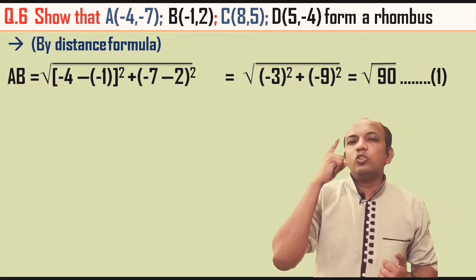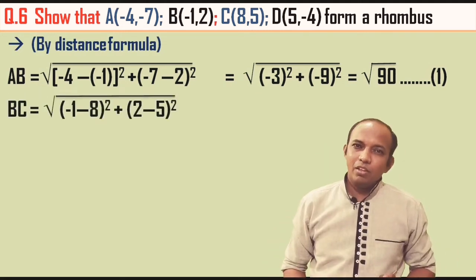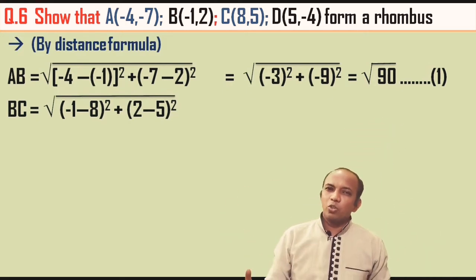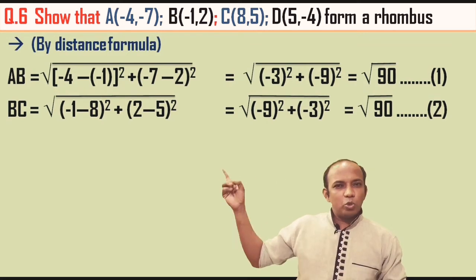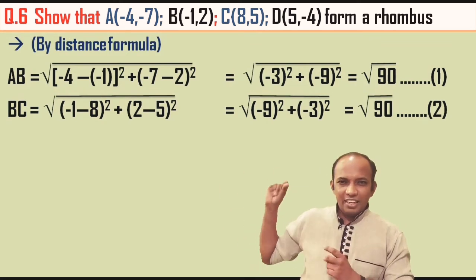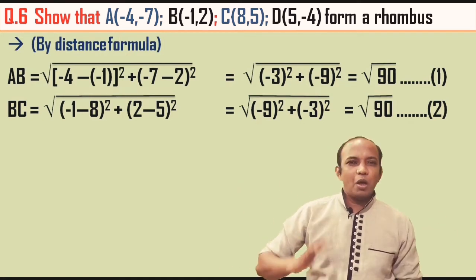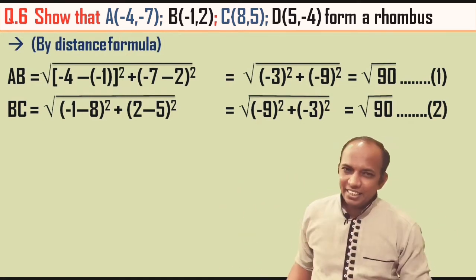In a similar fashion, you find the value of BC. The first step is shown on the screen. In the second step, after carrying out the operation, we get again negative 9 the whole square plus negative 3 the whole square. What do we get as the answer? The same, 81 plus 9, that results in 90 again.